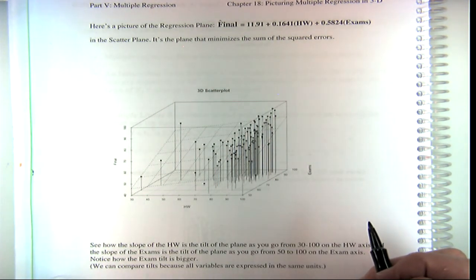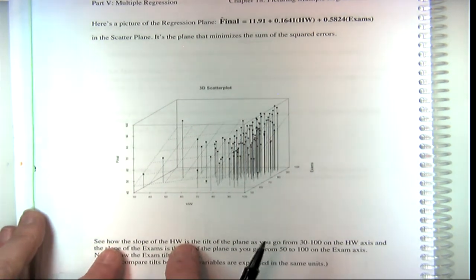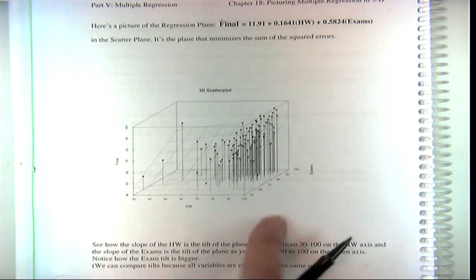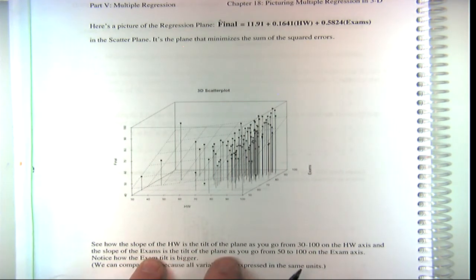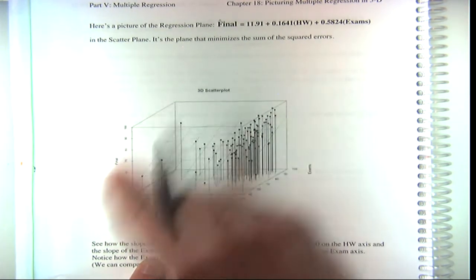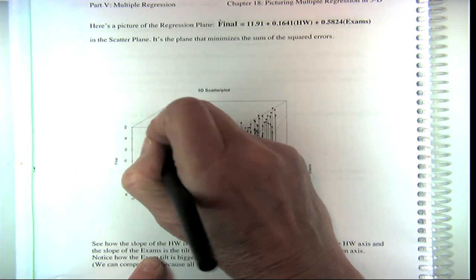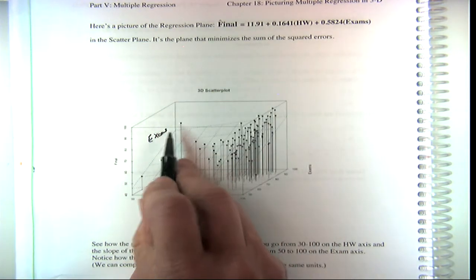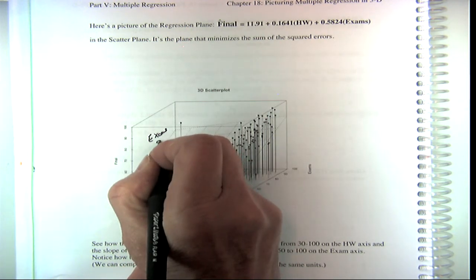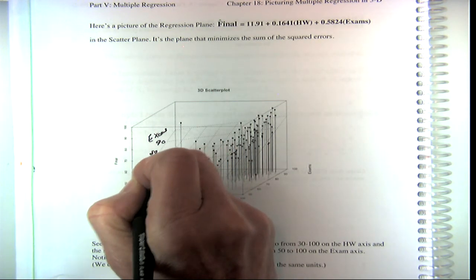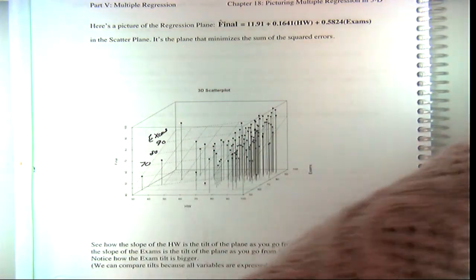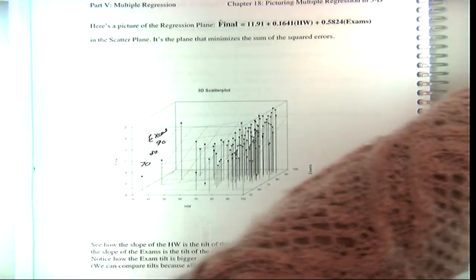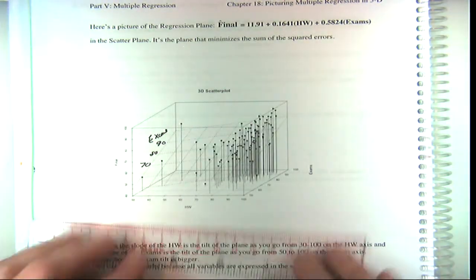All right, how can we read this? Do you see how the slope of the homework is the tilt of the plane as you go from 30 to 100 on the homework axis? And the slope of the exams is much steeper. Think of this as the exams here. Let's draw those. So these are people at 100 on the exams. These are people at 90, 80, 70. And those are those parallel lines that we calculated for people who had 90, 80, and 70. Maybe I can draw them in so you can see what we're doing here.